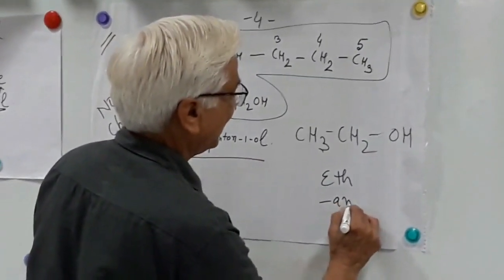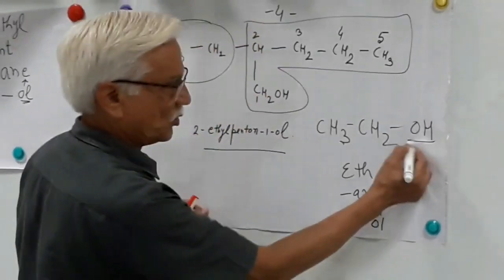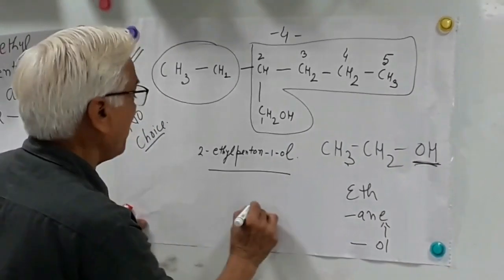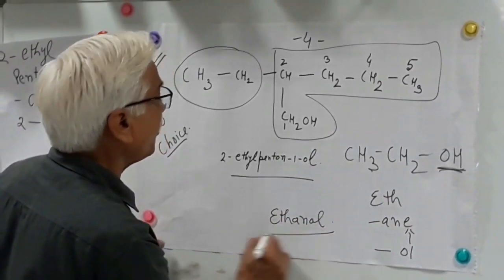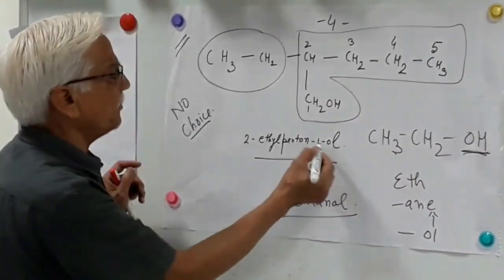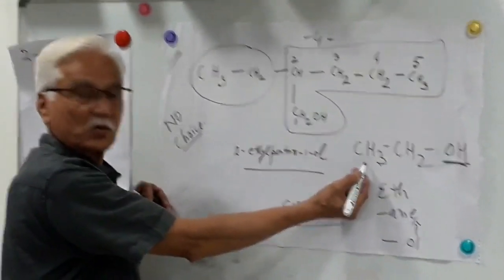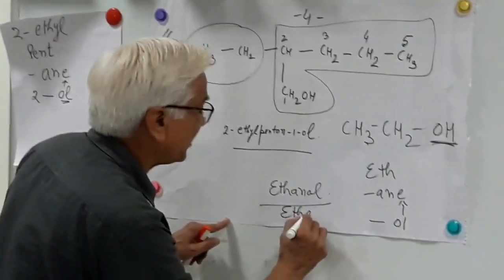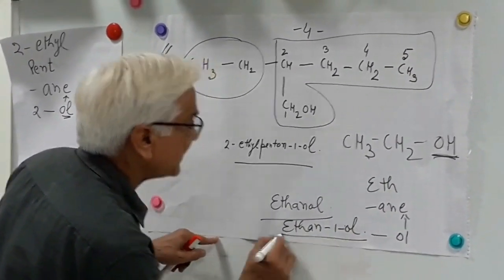The name is: the E will be replaced by ol, functional group OH. So ethanol, the name of this compound will be ethanol. When it is on 1 carbon atom, you can avoid the number sometimes; you can write it also as 2-ethyl pentanol. Here also it is ethane, otherwise it will be ethane-1-ol, like this.